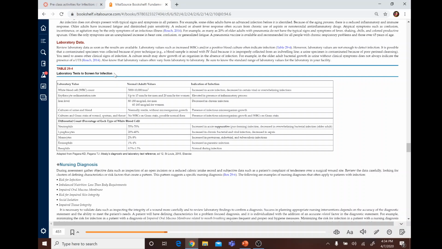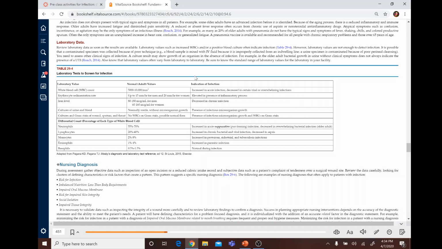What is the erythrocyte sedimentation rate normal value? 15 for men, 20 for women. When is that erythrocyte sedimentation rate elevated? An inflammatory process. What is the normal value of iron levels? 80 to 180 men, 60 to 160 women. When is the iron level decreased? Chronic infection.